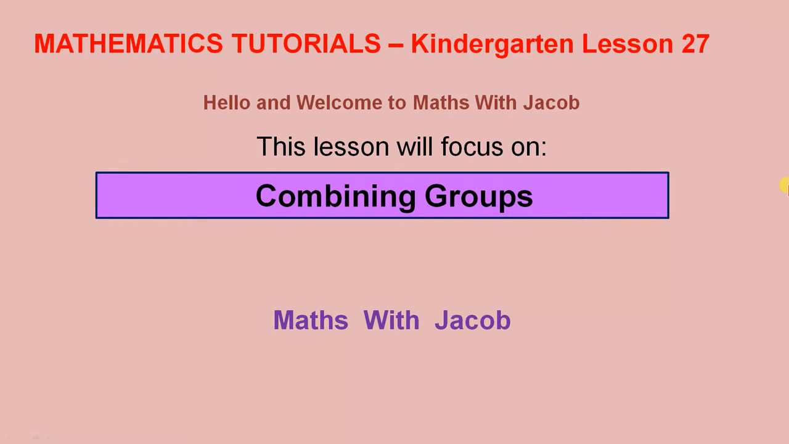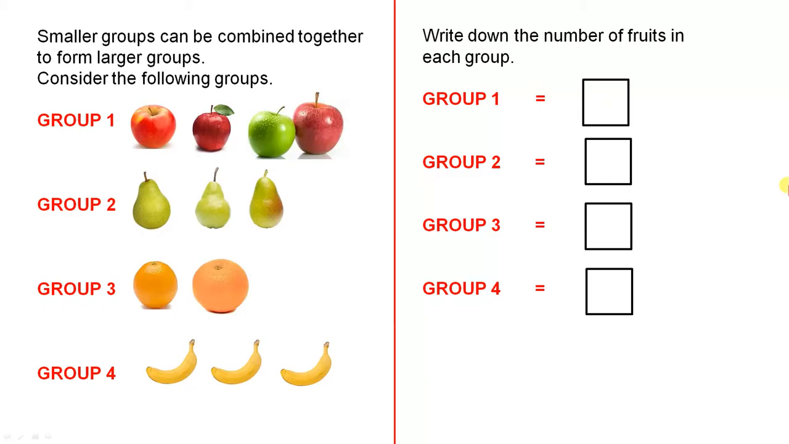This lesson will focus on combining groups. Smaller groups can be combined together to form larger groups. Consider the following groups. So there's Group 1, Group 2, Group 3 and Group 4.